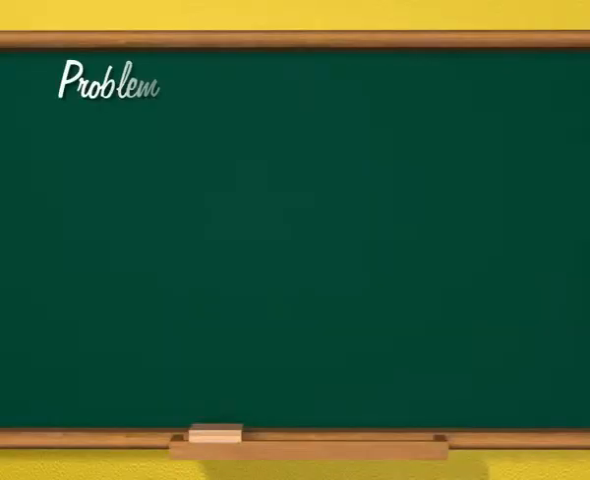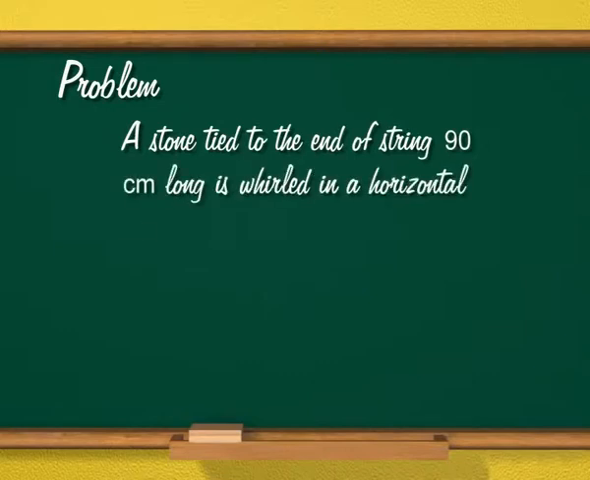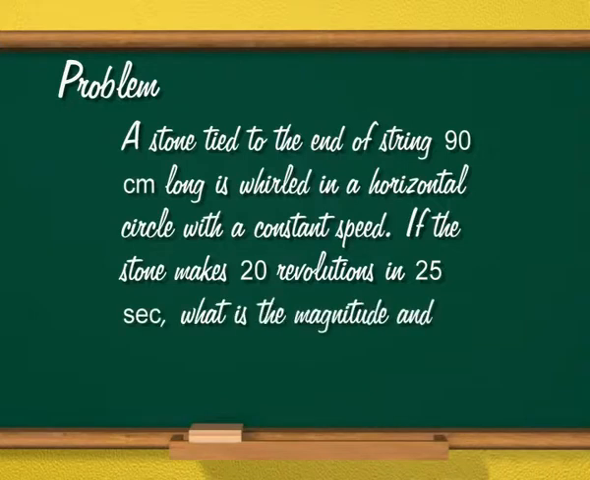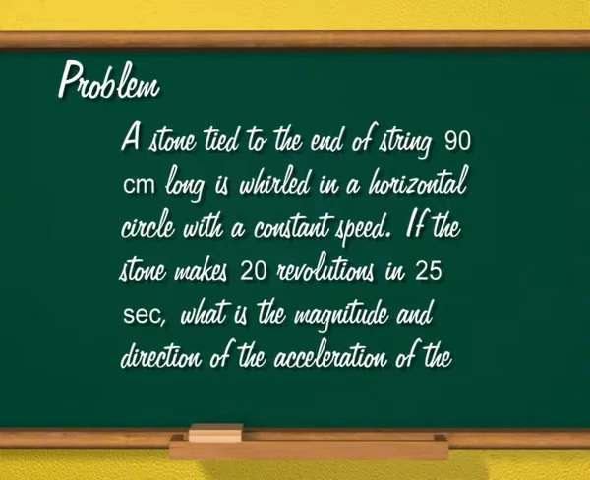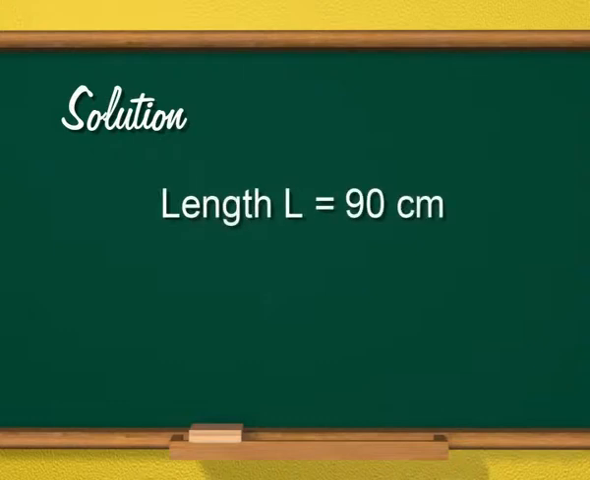Students, after knowing about the uniform circular motion and its basic terms such as angular displacement, angular velocity, and centripetal acceleration, before going further, let's solve some problems related to these terms. A stone tied to the end of a string 90 cm long is whirled in a horizontal circle with a constant speed. If the stone makes 20 revolutions in 25 seconds, what is the magnitude and direction of the acceleration of the stone? And the solution is, here length of the string is L is equal to 90 cm. As the stone whirled 20 revolutions in 25 seconds, the time period of the revolution is T is equal to 25 by 20 seconds.